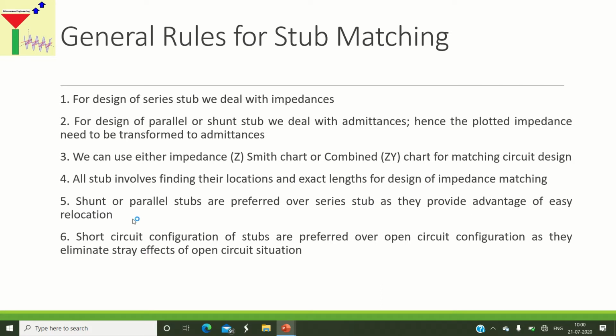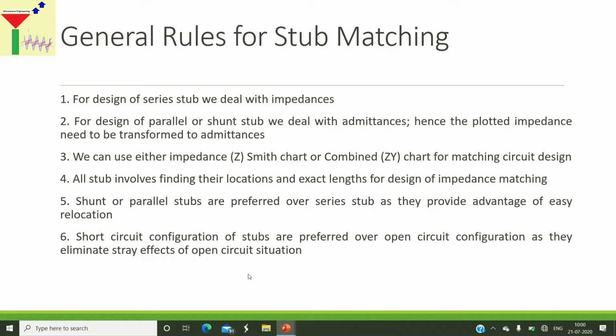Okay, so as I already discussed, series stubs are not preferred because in order to design a series stub we need to cut the transmission line and insert a series stub into it. Okay, so this process is difficult in comparison to the design of parallel stub, in which we need to just solder a stub in parallel with a given transmission line, which is very easy work as compared to cutting of the transmission line.